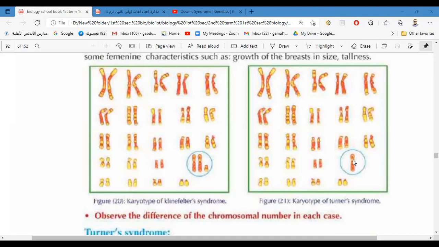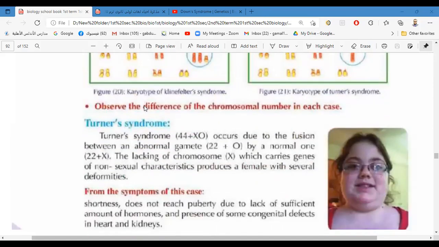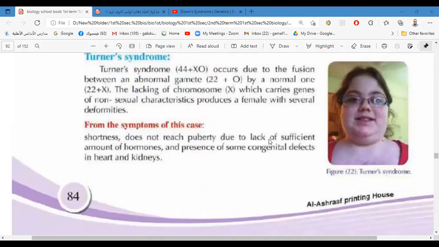So we have here some symptoms of the Turner syndrome, such as a female who doesn't reach puberty, short in height, with short legs, and a short body. She also has some problems in the kidney and the heart, congenital defects in the heart and the kidneys. This is the Turner syndrome due to the absence of one X chromosome.